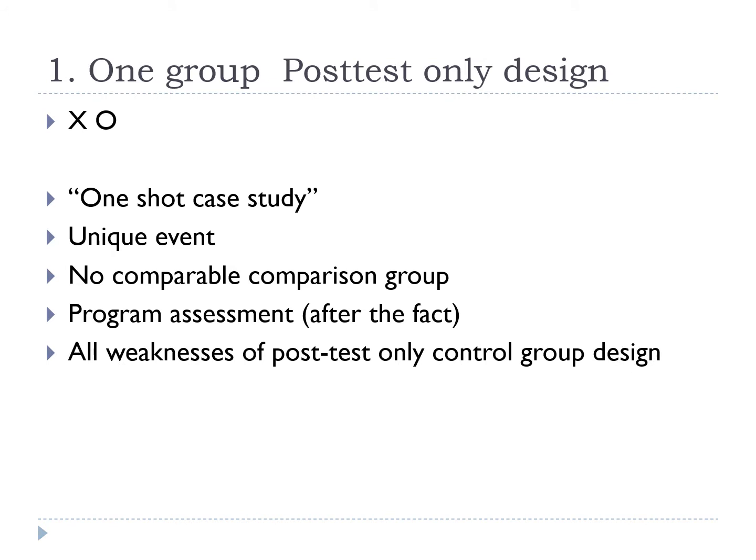This tends to have all the weaknesses of a post-test only control group design with some additional issues. Because there's no comparison group, you can't determine if the change was due to the intervention or was due to something else. So you can see how making a causal argument is really shaky here. But this is still something that people sometimes have to do based on the nature of what it is that they're studying.